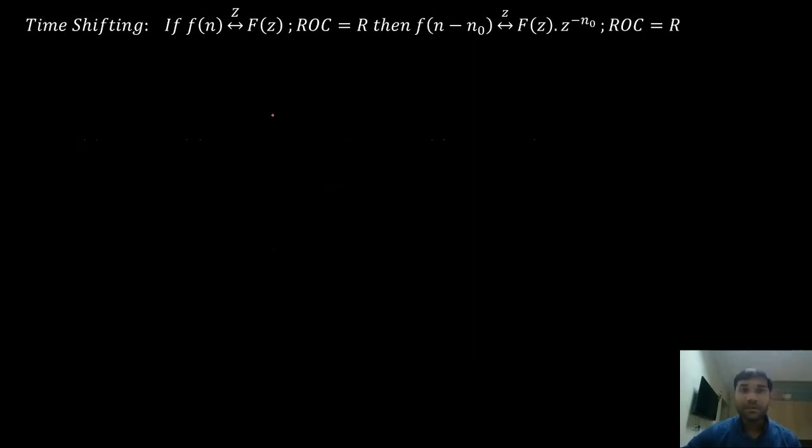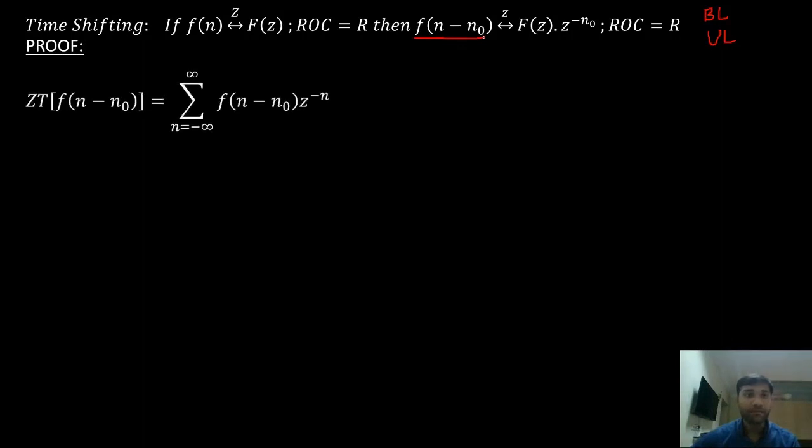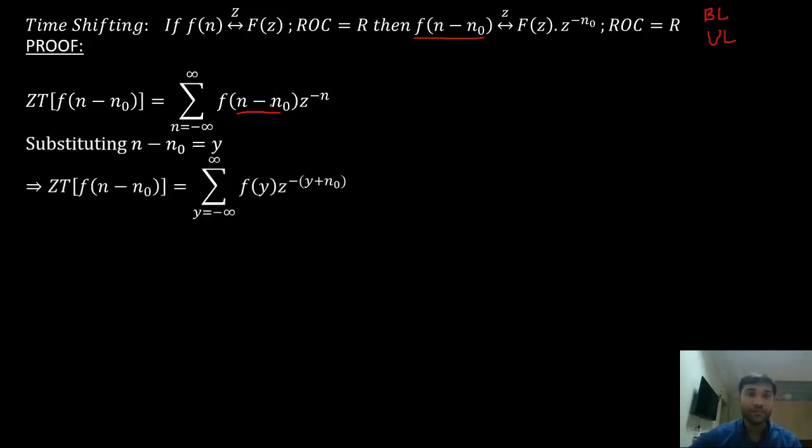Next we have time shifting. Time shifting we'll do for the bilateral case and the unilateral case. So what happens in the bilateral case? I'll take the Z transform of f of n minus n naught, and in place of n minus n naught, I'll substitute y.